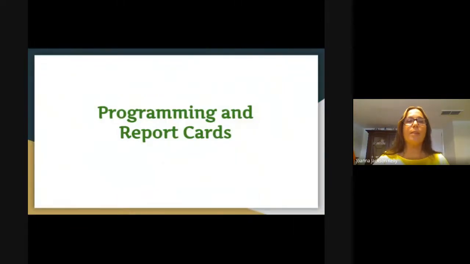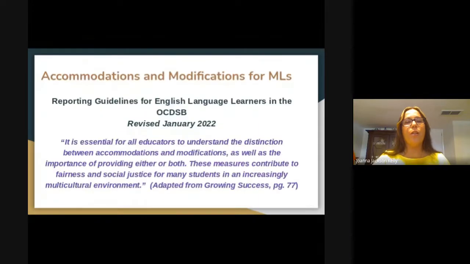Next, we will discuss some tips regarding programming for multilingual learners and about report cards. Using UDL, Universal Design for Learning, as well as differentiation, CRRP, and the curriculum to inform your planning are part of the first steps to program for multilingual learners. This work should be implemented first before considering accommodations and modifications in the ESL program.